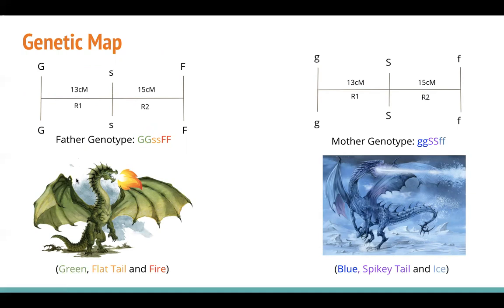We have big G, which is green, little s, which is a flat tail, like we have here, and then we have fire breathing. And over here we have a mother who is little g blue, big S spiky tail, and little f ice, which are all homozygous here. We also have region 1 being 13 centimorgans and region 2 being 15 centimorgans, and same thing over here.